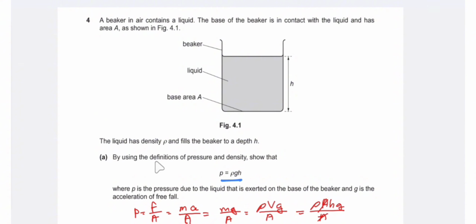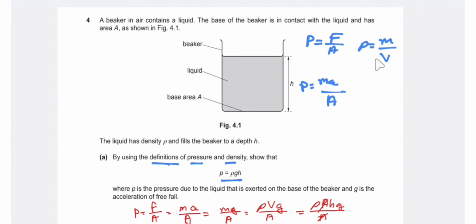So first of all, we need to use the definition of pressure and density. Pressure is equal to force per unit area, and the definition of density is mass per unit volume. So we can also write force in terms of mass into acceleration. Since resultant force is equal to mass into acceleration, pressure is mass into acceleration per unit area, and we can replace mass with density into volume. So mass is equal to density into volume.